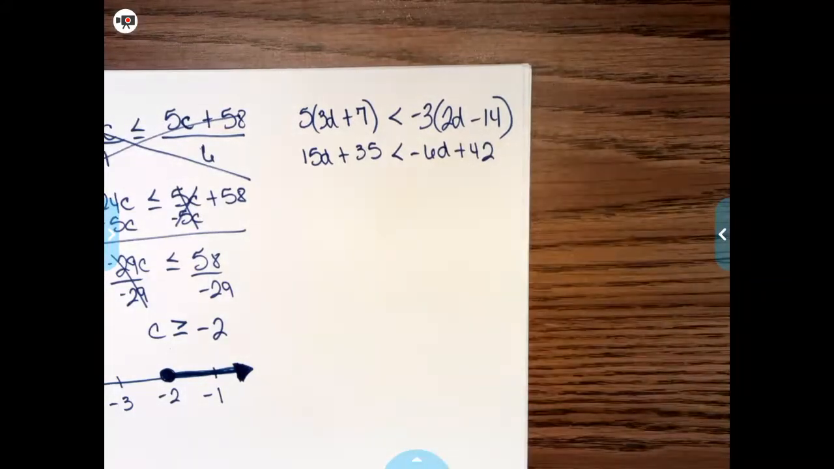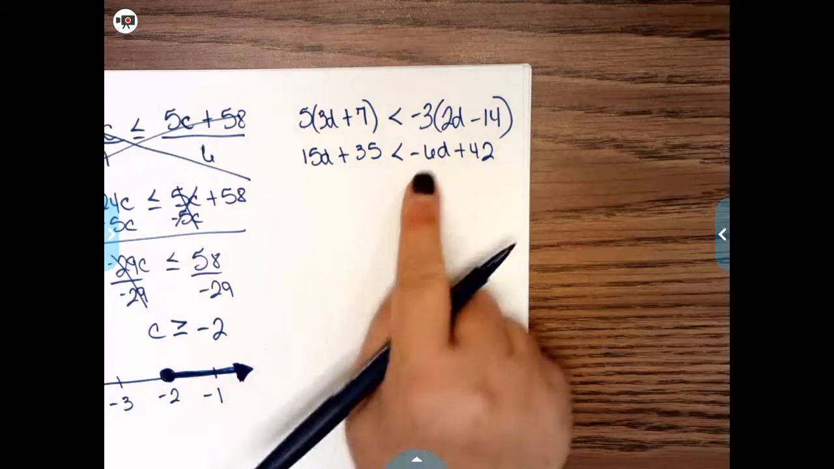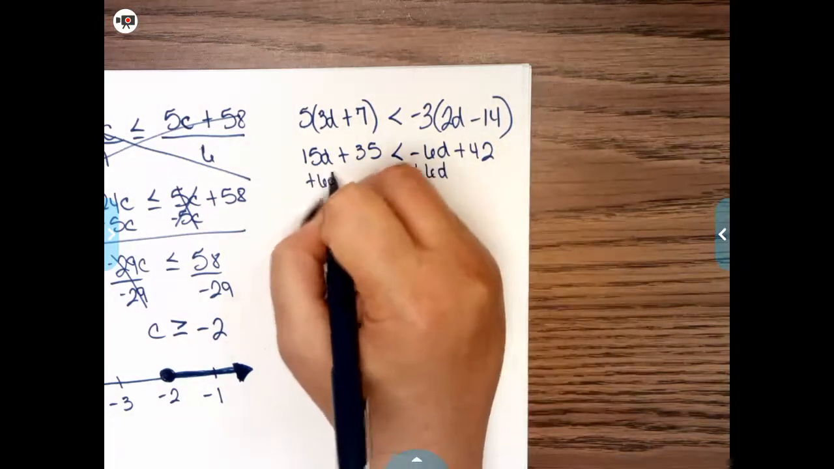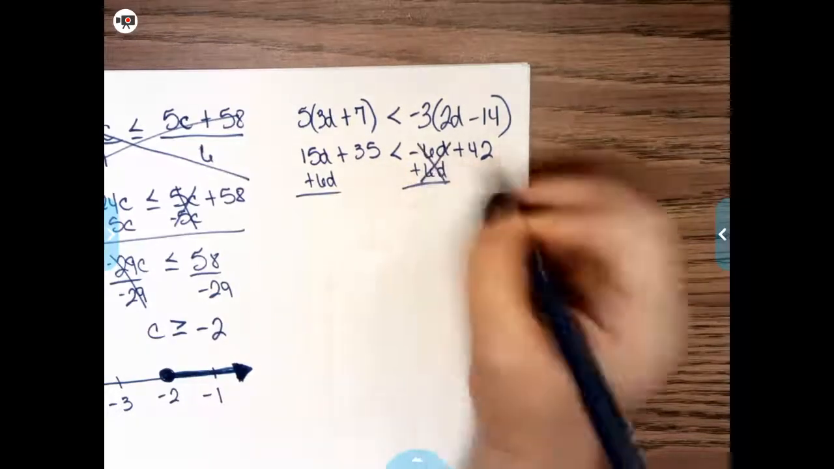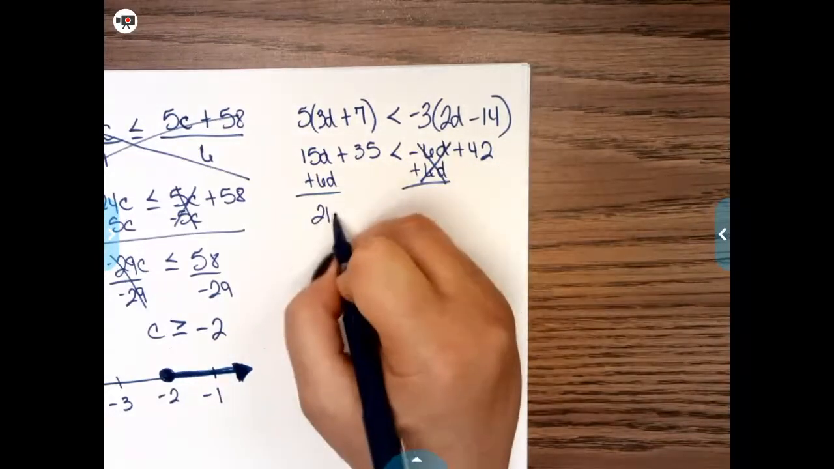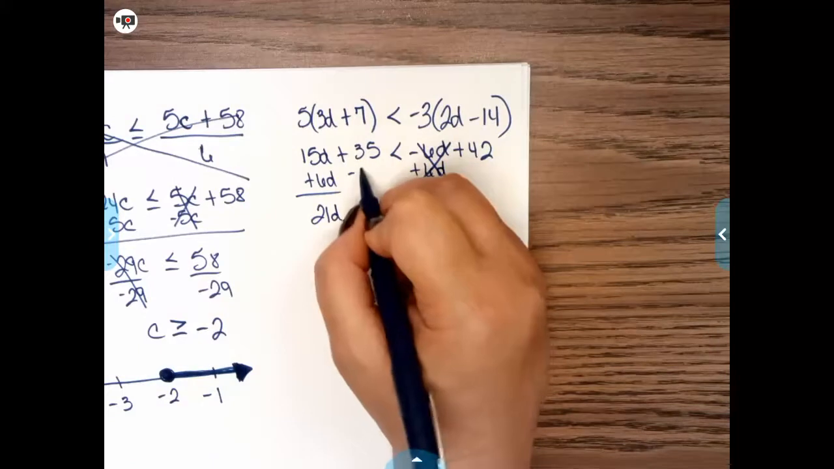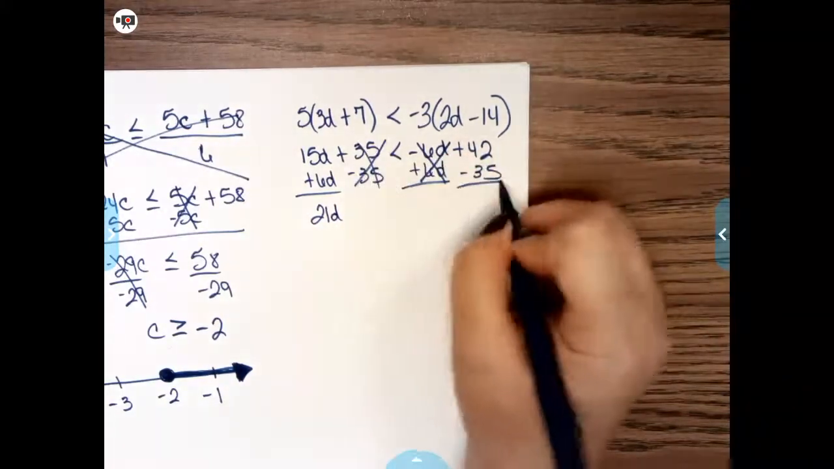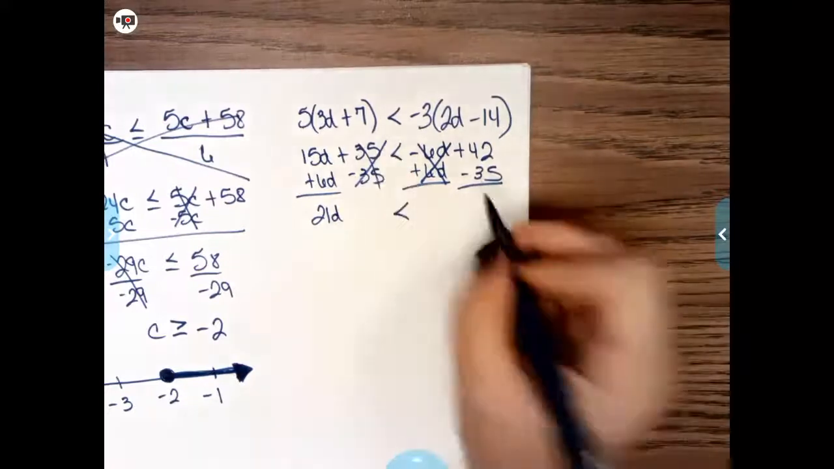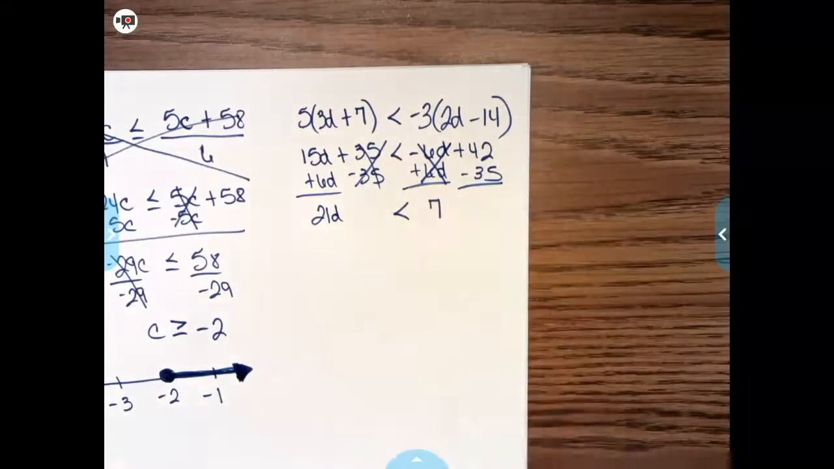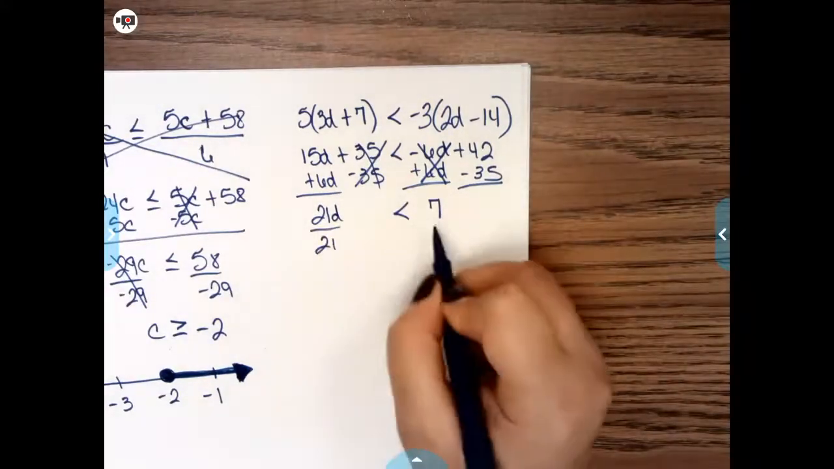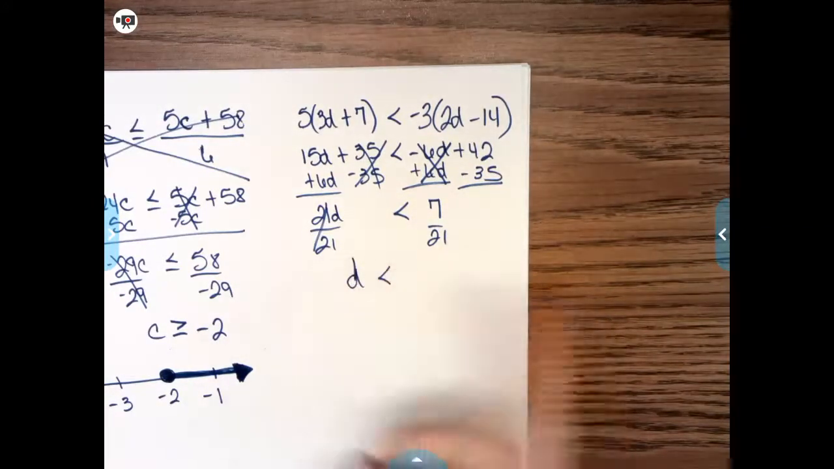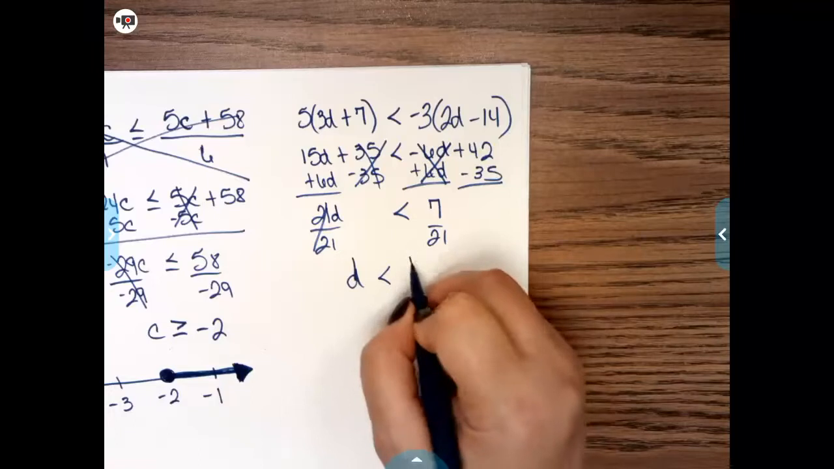So now we need our variables together. So we're going to add our 6D to itself and to the 15. That's going to be 21D. Then you're going to subtract 35. And then over here, you still have your less than. That's going to be 7. So now we divide by our coefficient. And this time, we end up with a fraction, no negatives, so we don't have to flip anything.